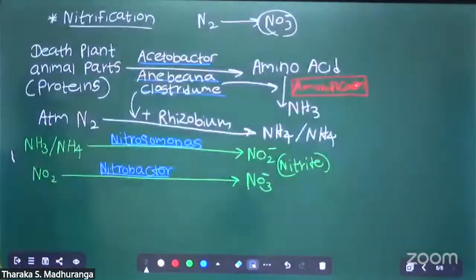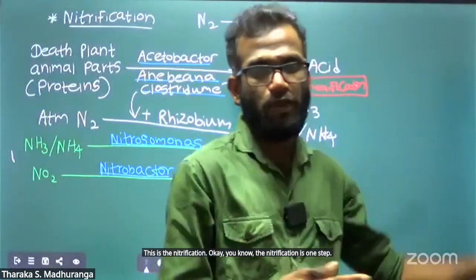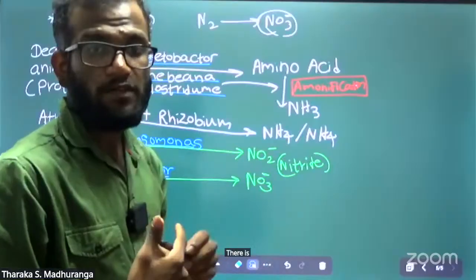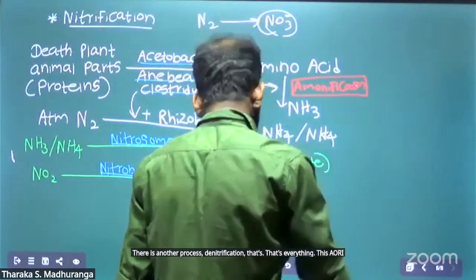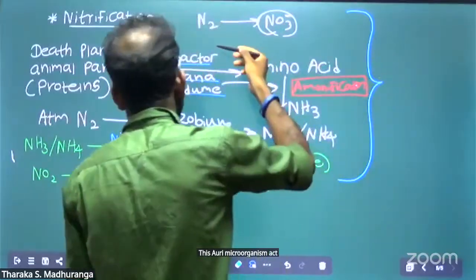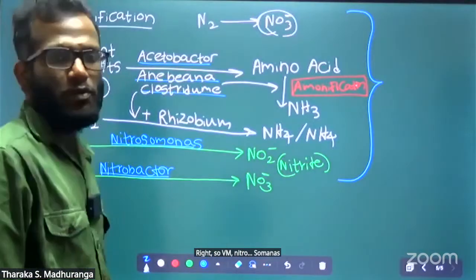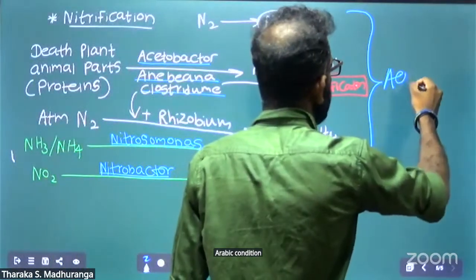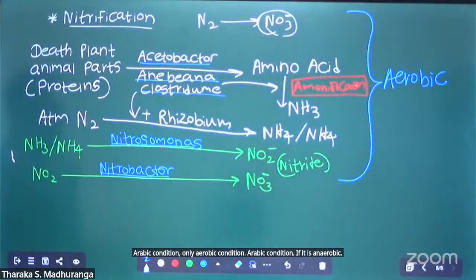This is the nitrification. Okay, you know the nitrification is one step. Every process happening in the nitrification. There is another process, denitrification. Every process here is done in aerobic condition. Remember, every microorganism acts: Acetobacter, Anabaena, Clostridium, Rhizobium, Nitrosomonas, Nitrobacter. Every microorganism acts in aerobic condition, only aerobic condition. If it is anaerobic, the story is different.